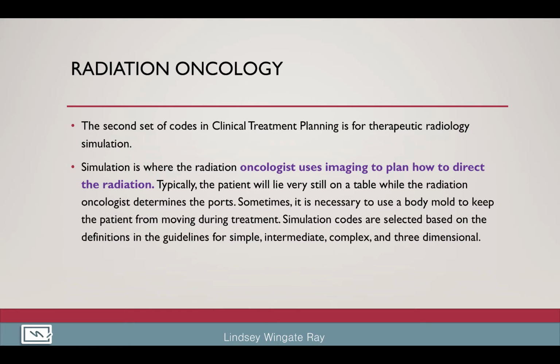The second set of codes in clinical treatment planning is for therapeutic radiology simulation. Simulation is where the radiation oncologist uses imaging to plan how to direct the radiation. Typically, the patient will lie very still on a table while the radiation oncologist determines the ports. Sometimes it is necessary to use a body mold to keep the patient from moving during treatment. Simulation codes are selected based on the definitions in the guidelines for simple, intermediate, complex, and three-dimensional. You should read those.